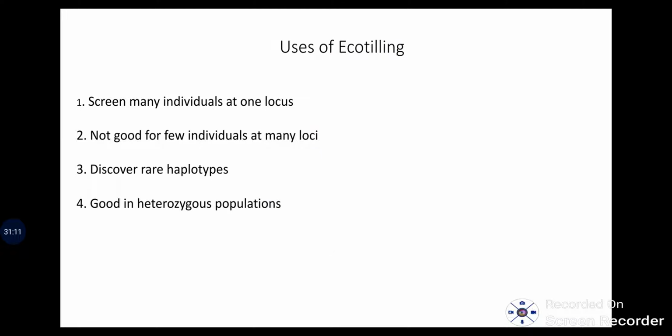The utility of ecoTILLING: it is good for screening many individuals at one locus, not good for few individuals at many loci, good for discovering rare haplotypes, and good in a heterozygous population.